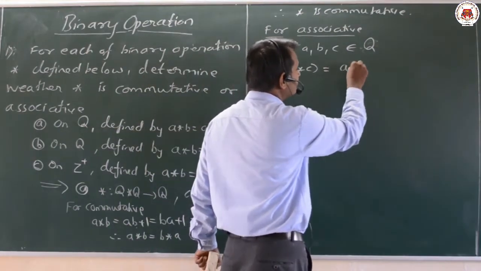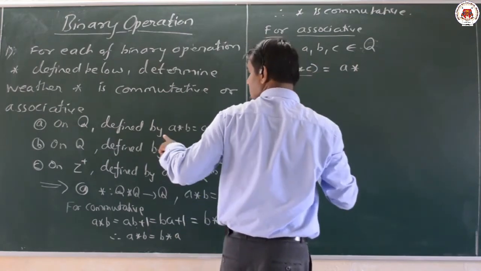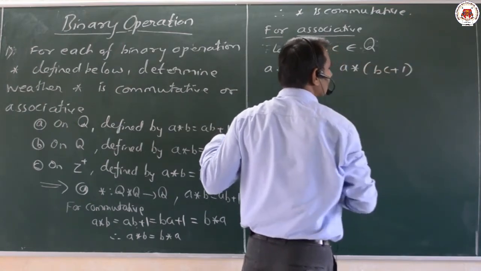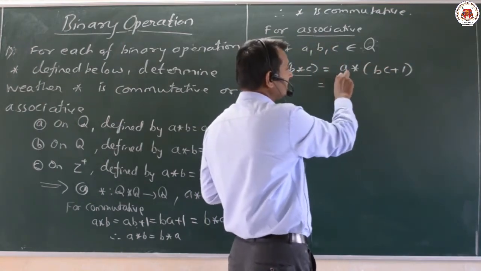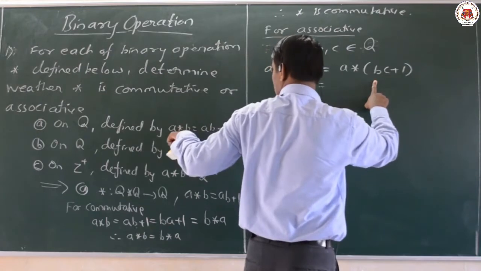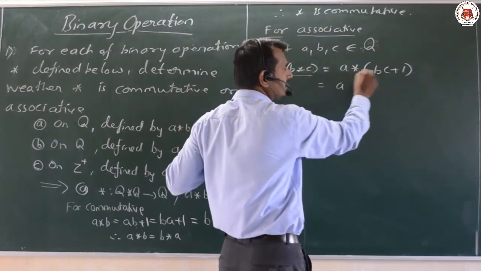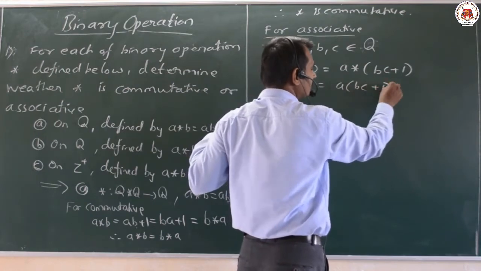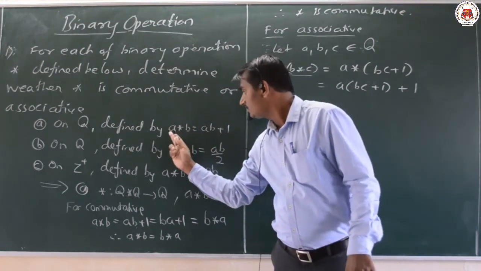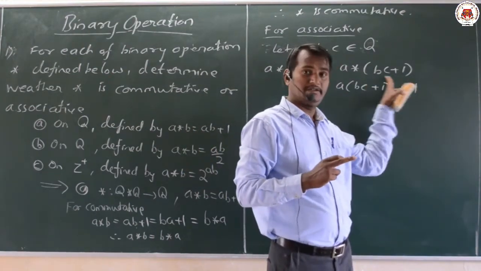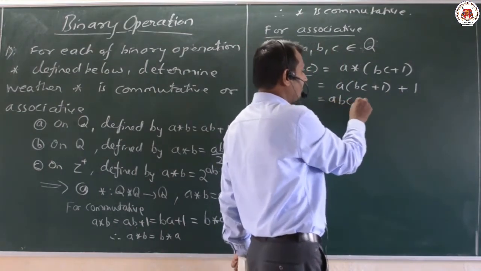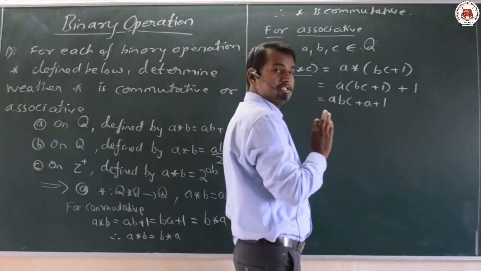First of all, a star (b star c). b star c means bc plus 1 here. That is our element here. Next, a star of this whole value. Let us assume this whole thing as b. So a star b means ab plus 1, where the first element is a and the next, b, is bc plus 1. Simplifying, in the place of b we have this whole thing, that's why a into (bc plus 1) plus 1. Multiplying it, we get abc plus a plus 1. This is our first thing.